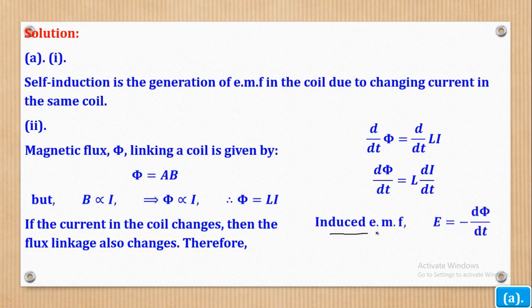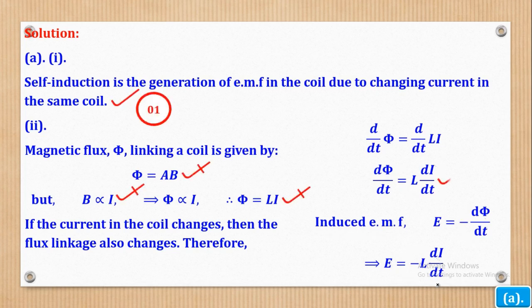So know that EMF is given by negative of d phi dt. So I'll substitute for d phi dt to come up with E equal to negative L di dt, which is required. So that is how marks for this slide would be awarded.